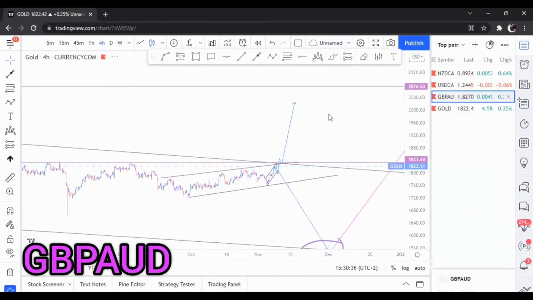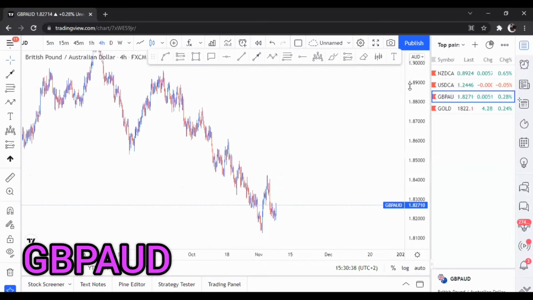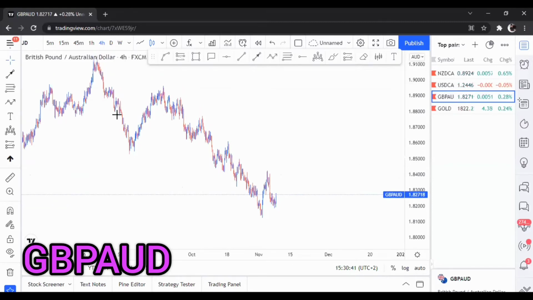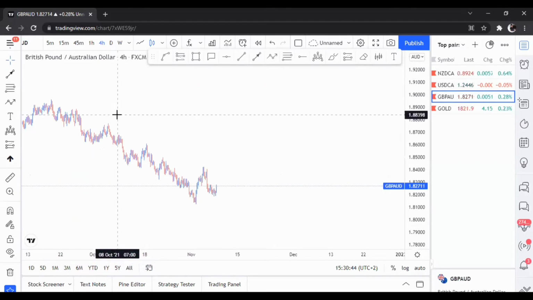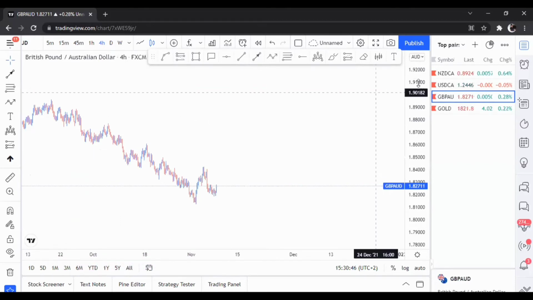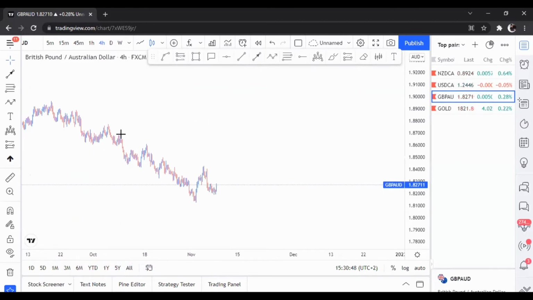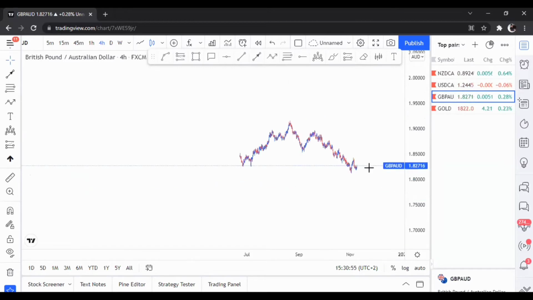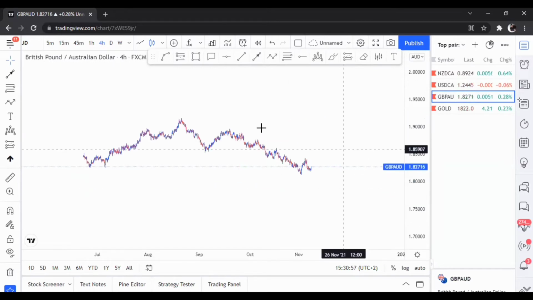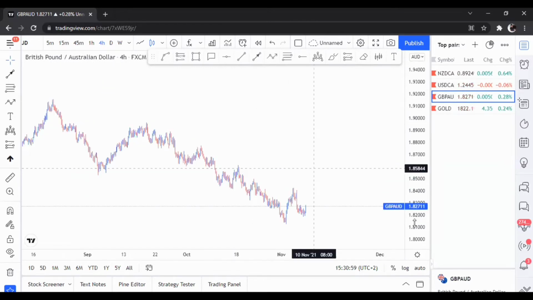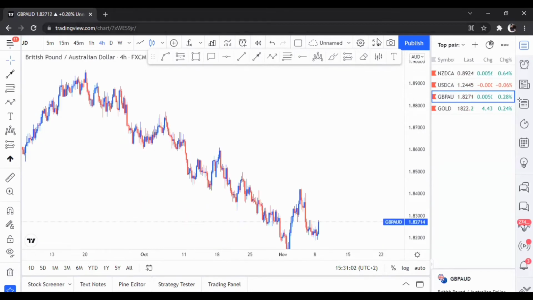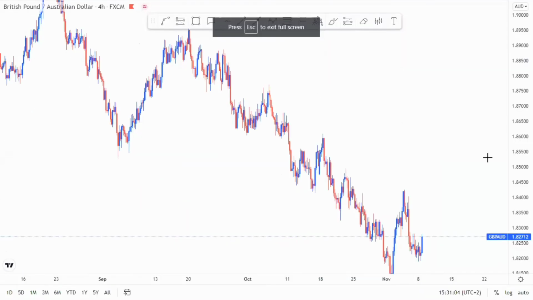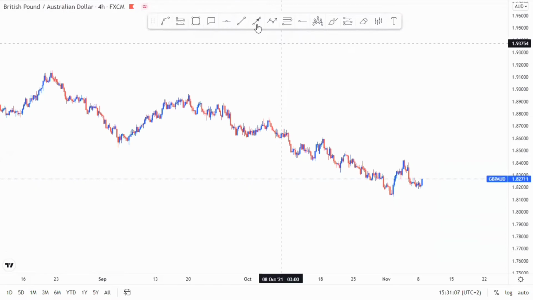And I'll just go to GBPAUD. And on this pair, I'll start from the 4-hour time frame, as I'll be looking at what this pair has in store for the next couple of weeks or days.